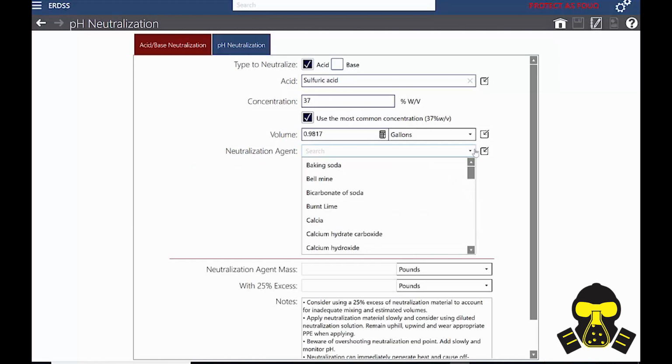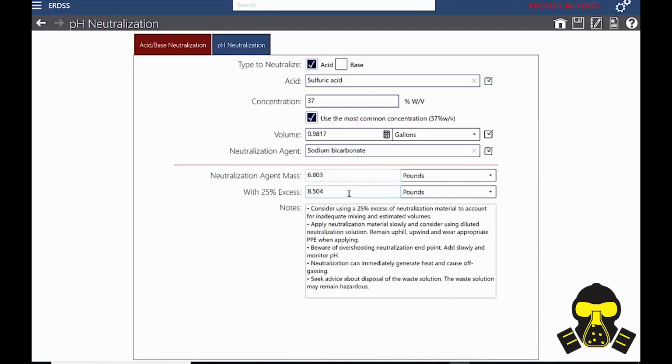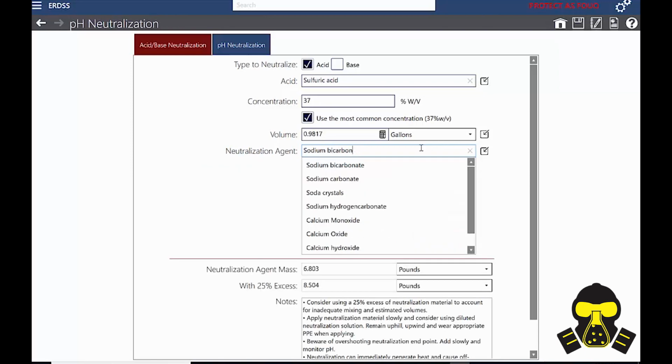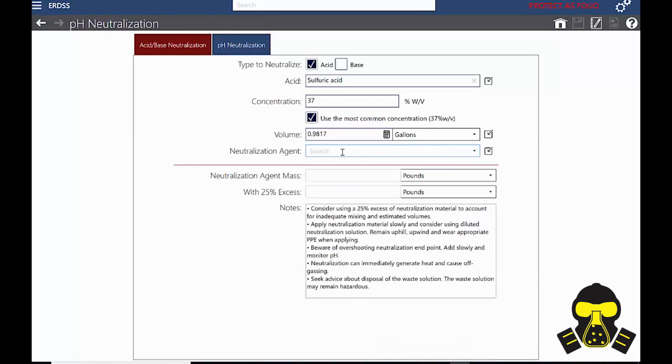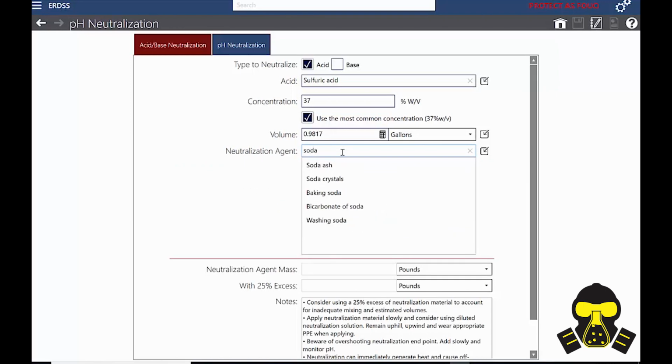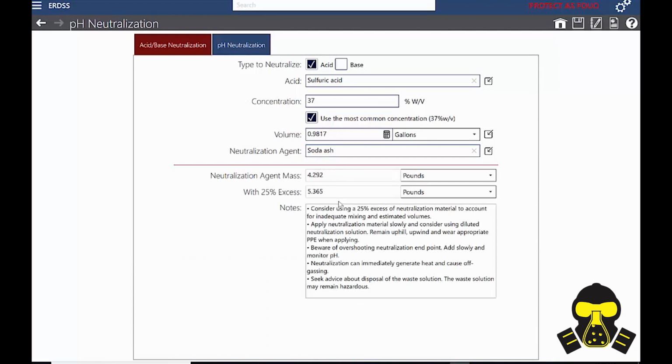Now we start seeing that all of the things we can neutralize with show up. You'll see that if I had a spill being a base, it's going to just list acidic things. So let's go with sodium bicarb. 8.5 pounds, with a 25% excess you're going to want to put out to make sure. Let's go instead with soda ash, because that's another one that we all use quite a bit. 5.3 pounds. So starting to figure out what you have on hand, what you can do with that, and that will help your planning.